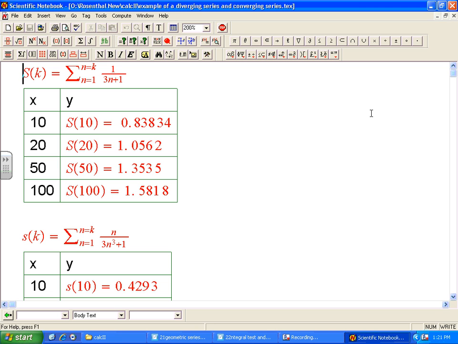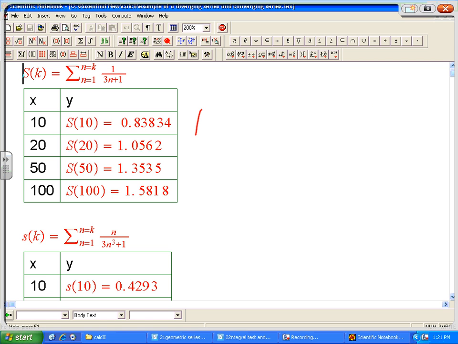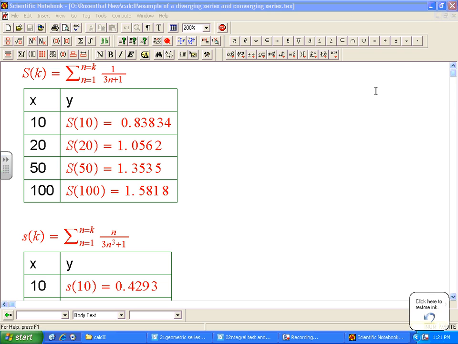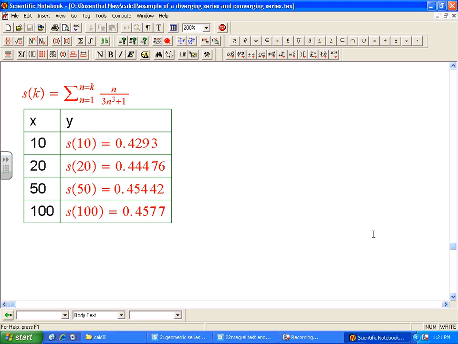Okay, let's take a look. When you add 10 terms towards 100 terms, do they seem to be approaching a unique answer? They keep getting larger and larger and larger, right? Now look at the next example. Let me scroll down here. This is the one with the 1 over n squared type of example, right? Take a look at that one. After 10 terms, it was 0.429. After 20 terms, it's this. Does that one appear to be approaching something? Yeah. That one is hovering around 0.45, 0.456.